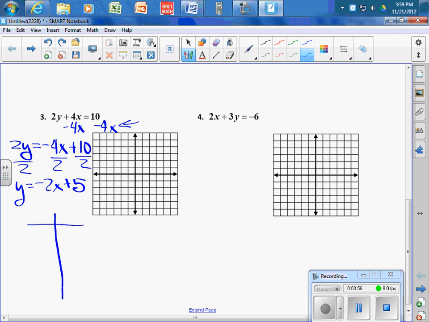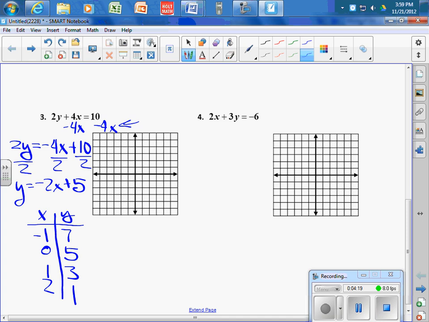Pick my numbers for x. Again, -1, 0, 1, and 2 would be fine. -2 times -1 is +2. 2 plus 5 is 7. 0 plus 5 is 5. -2 times 1 is -2 plus 5 is 3. -2 times 2 is -4 plus 5 is 1.